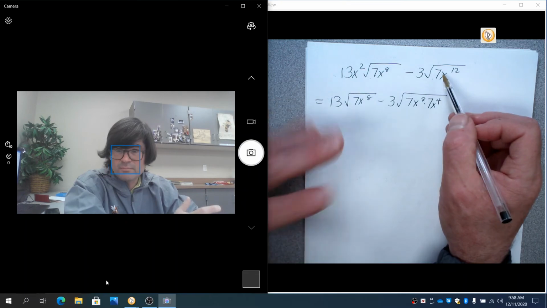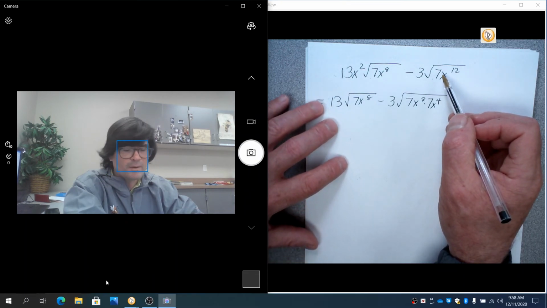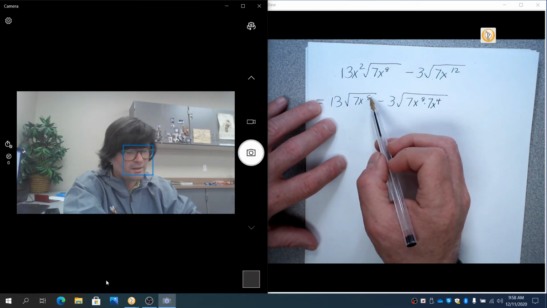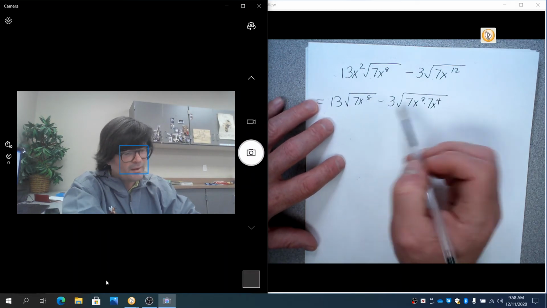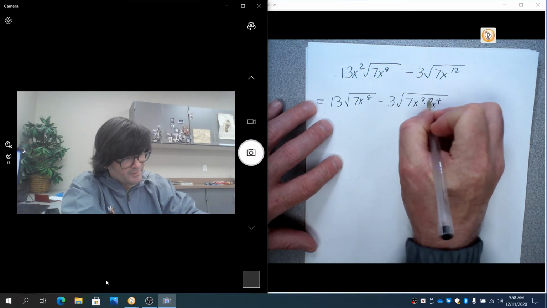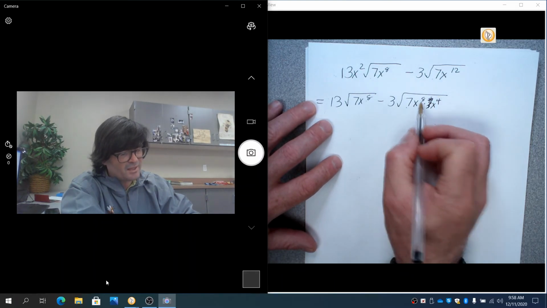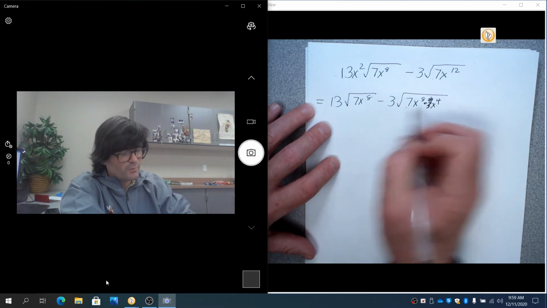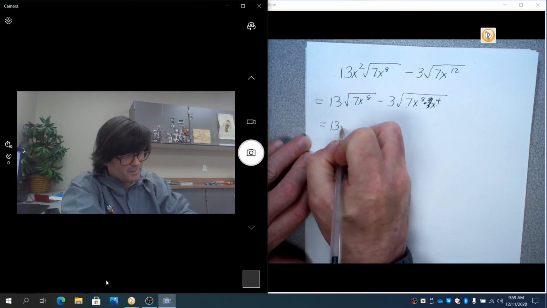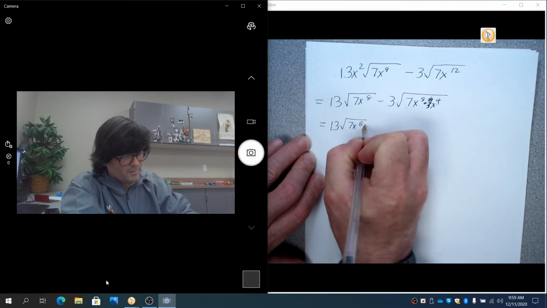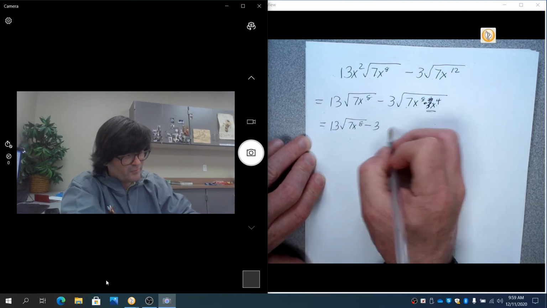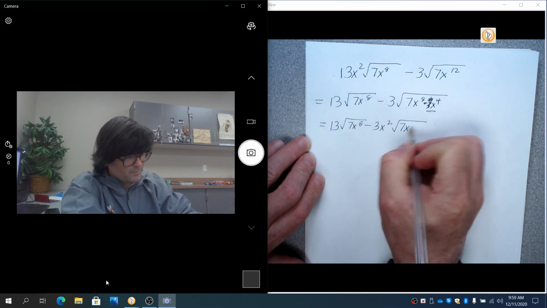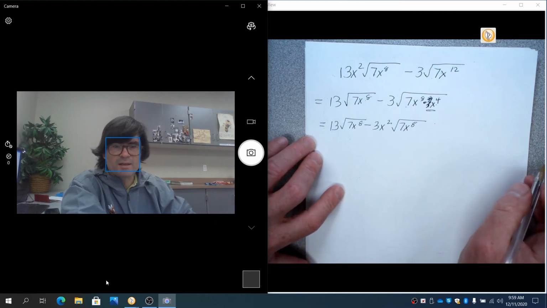That's fine to do, but I want this to match. I want these x to the 8ths to match for the sake of doing the subtraction, and then we'll see where we go from there. Oh, I didn't mean to have a 7 there, sorry. 7x to the 8th times x to the 4th. And so x to the 4th can come out on its own. The square root of x to the 4th is x squared.